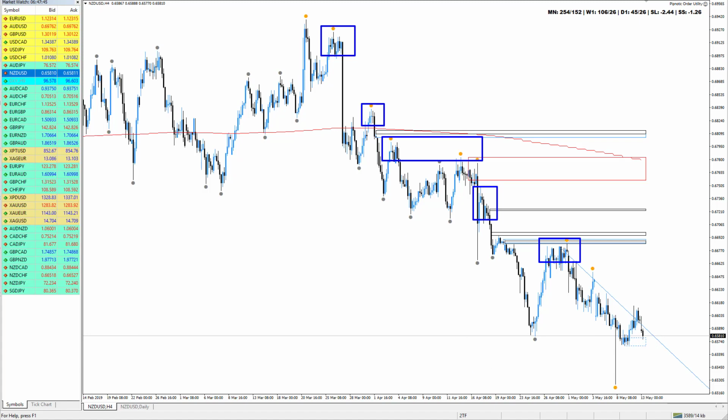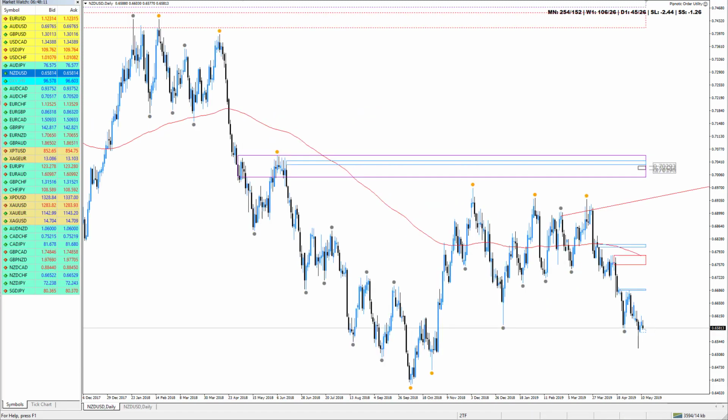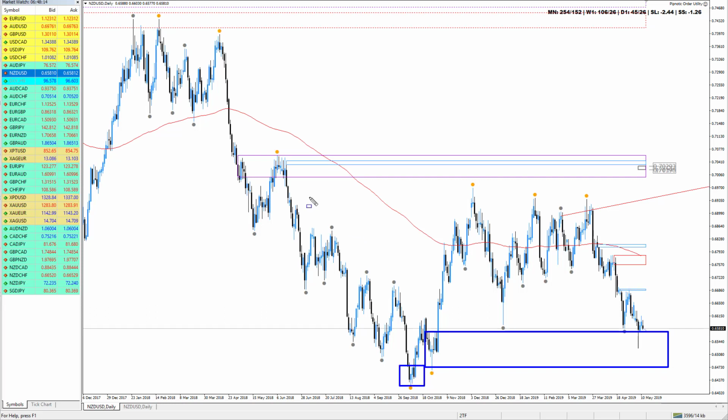And so if we go to a daily time frame, where do we have the same things? Well, we have this one here. It's a pretty big one. Price where price is now. We have this one below it. We have this one.